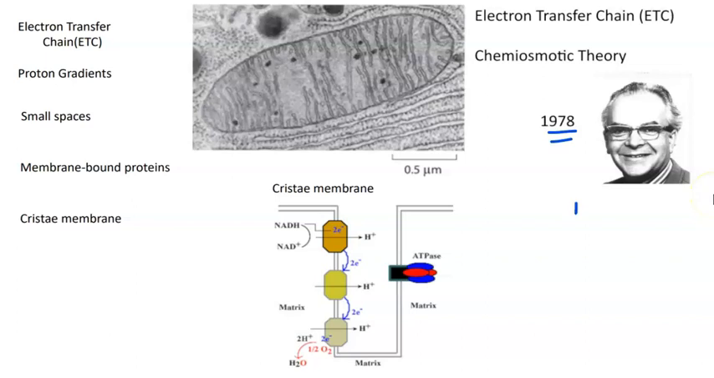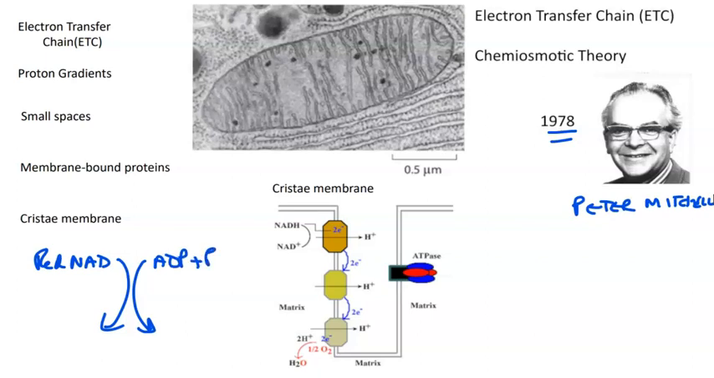In 1978, Peter Mitchell was awarded the Nobel Prize for chemiosmotic theory and the electron transfer chain principles, in which the energy in reduced NAD is transferred to ADP to form ATP. And of course, in that process, the NAD is able to return back to glycolysis, the link reaction, and the Krebs cycle in order to be further reduced.